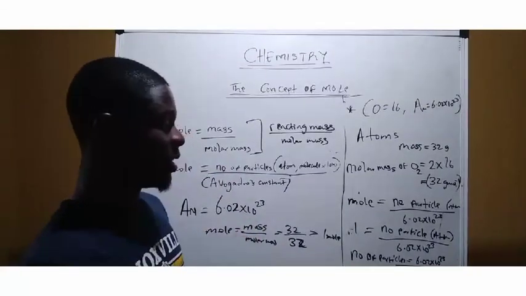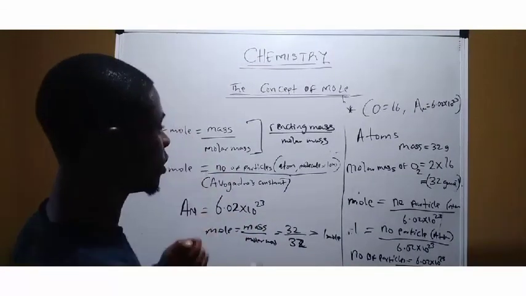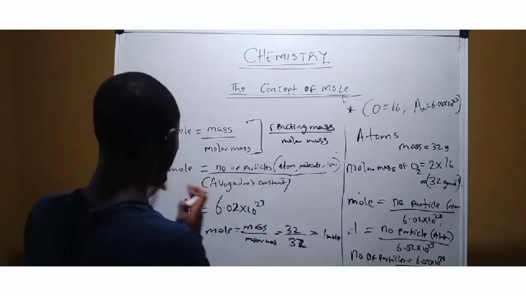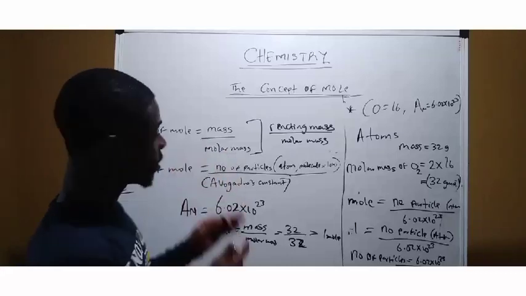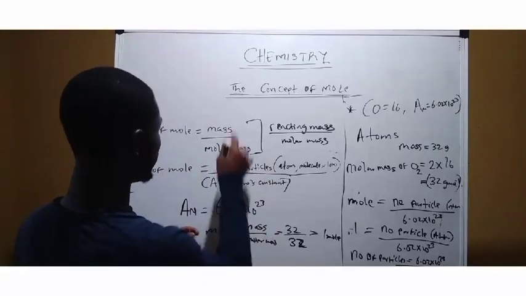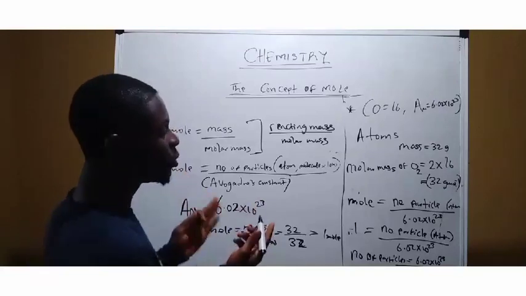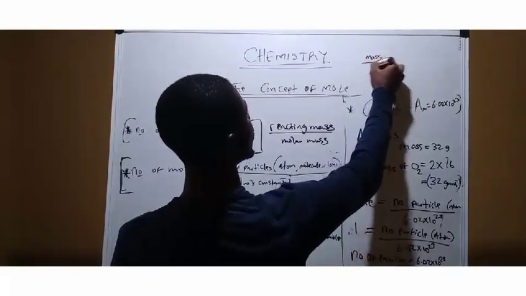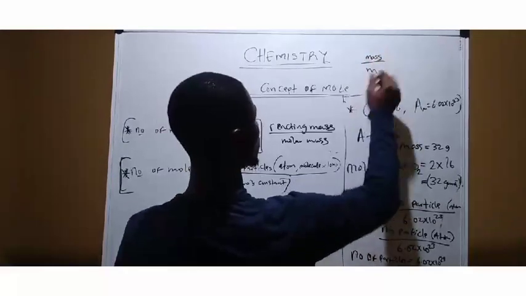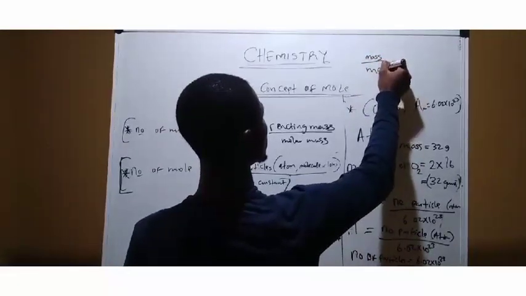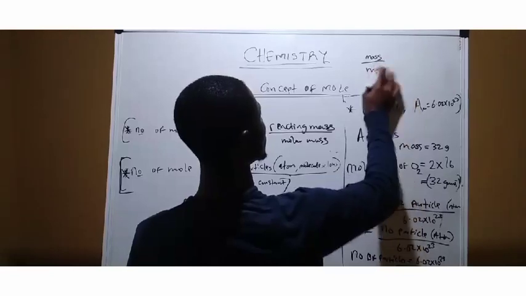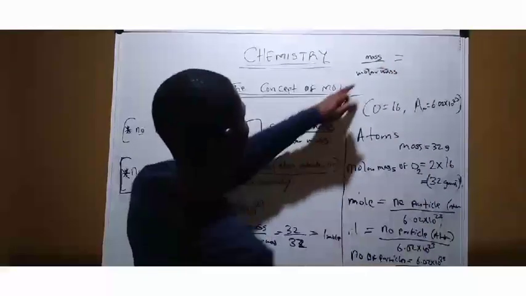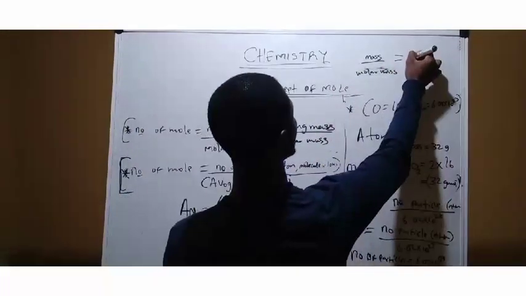Before we look at the last question, there's a very important point we need to note. Number of moles is equal to any one of these expressions. These are formulas for solving number of moles. But we can also equate them together. We can say number of moles is equal to mass over molar mass, and it can also be equal to number of particles.